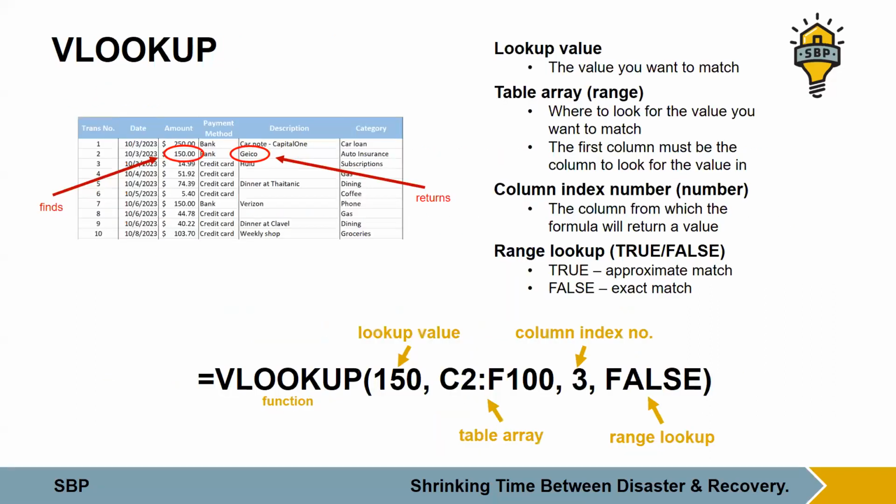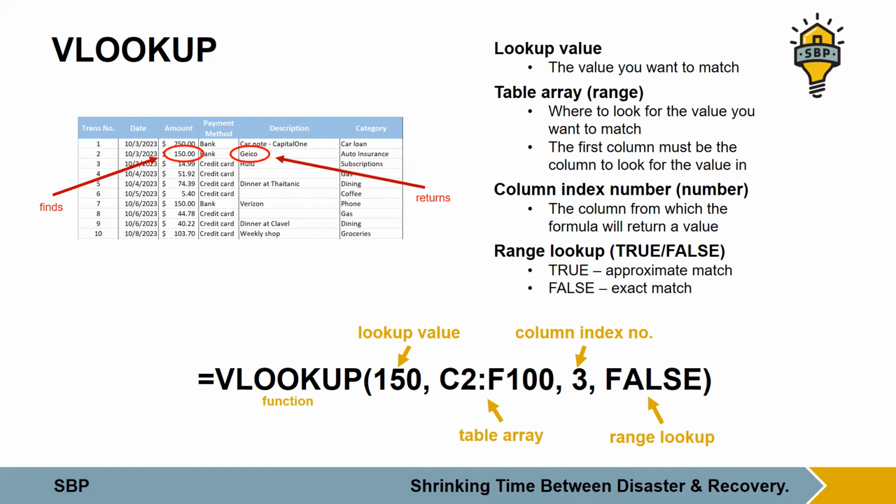The parts of VLOOKUP are the function, obviously, at the beginning, and then the lookup value, which is the value you want to match. In this case I put 150, but I could also put a text value in quotes, or a reference, or even another formula, and we're going to talk about that later. Then you choose a table array. That's where you want to look for the value you want to match. An array is another name for a range. Your data has to be arranged so that each of the columns are related to each other for you to do this formula. So in my table, I'm going to look in columns and rows C2 to F100.